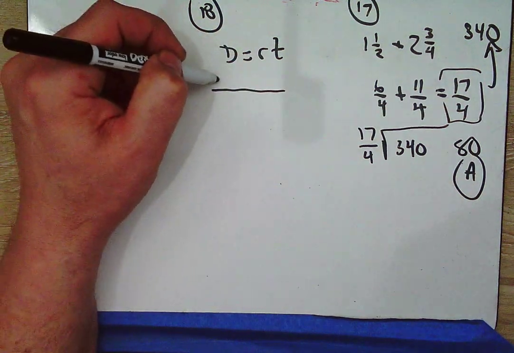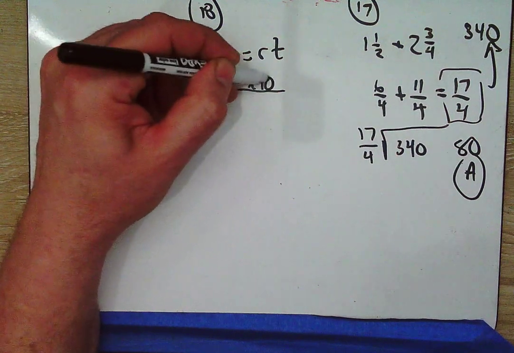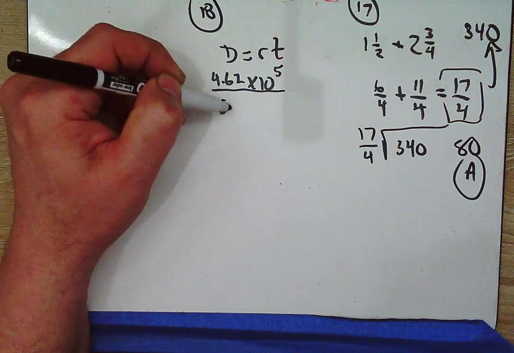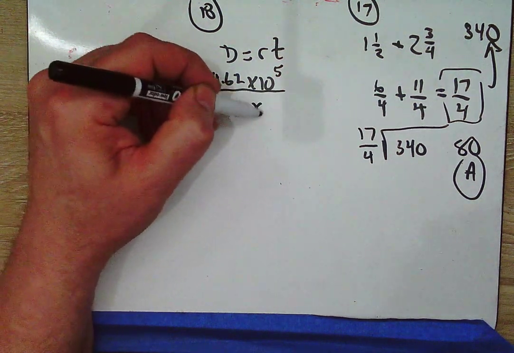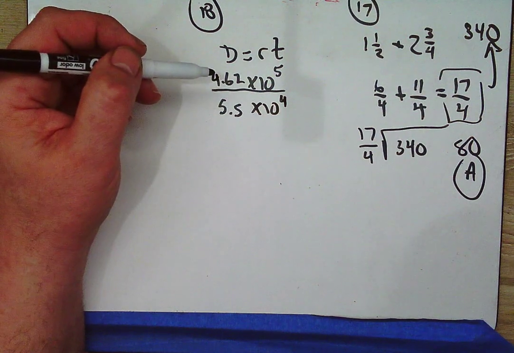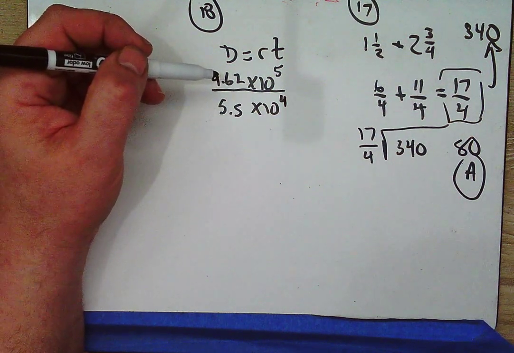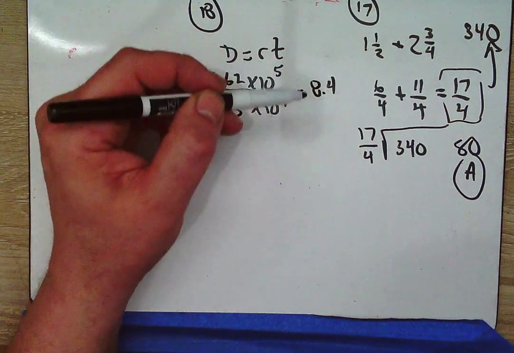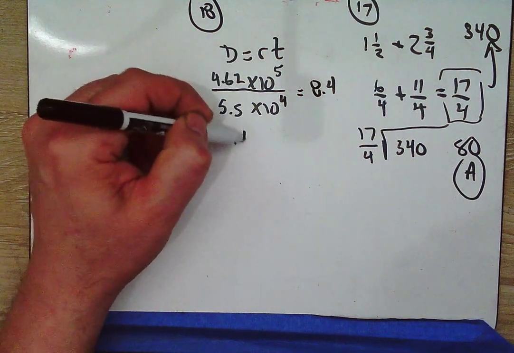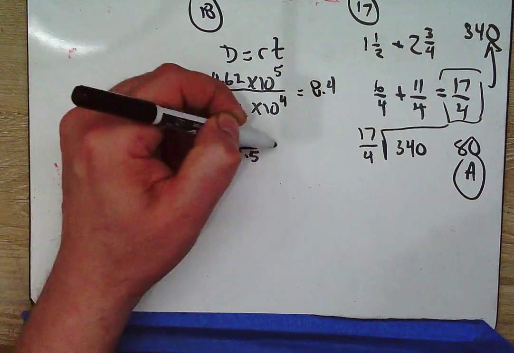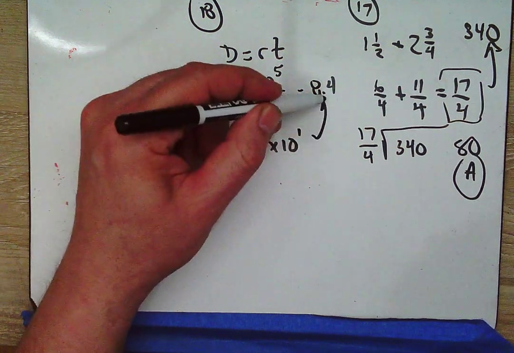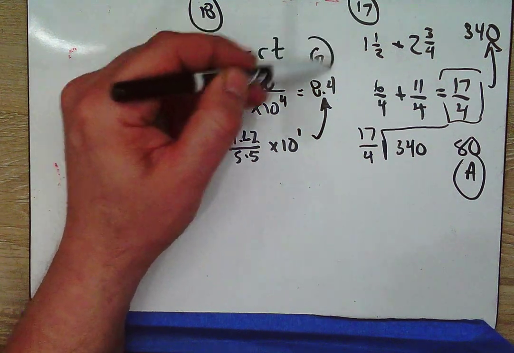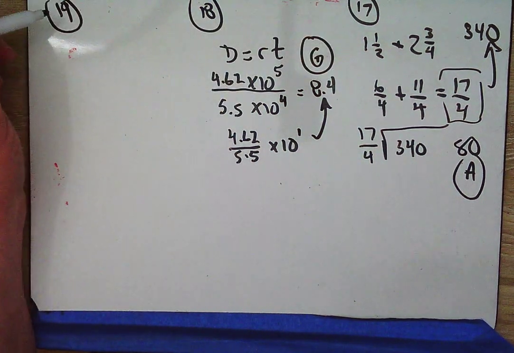And we have 4.62 times 10 to the 5th miles, and 55 times 10 to the 4th. So when we do this division, I ended up with 8.4, or 4.62 over 5.5 times 10 to the 1st. That's why G is my answer here. G for number 18.